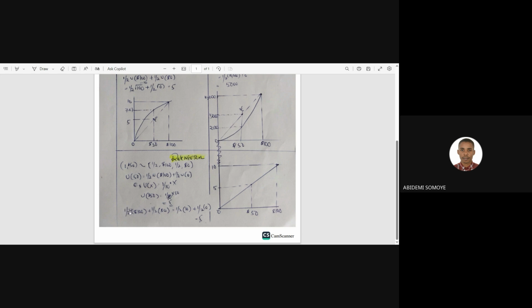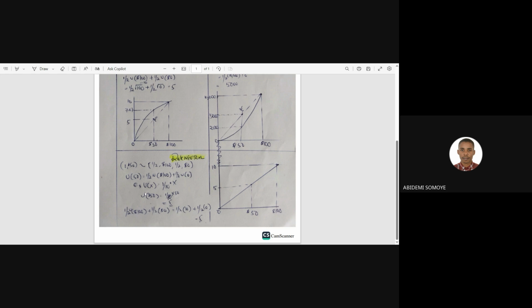That will be half utility of 100 plus half utility of 0. So half into bracket 10, because if you divide 1 over 10 times 100, it will give you 10. Then half into bracket 1 over 10 times 0, that will give you 0, so you don't need that. So that's half times 10, which is what you have here. Then that would be 5.